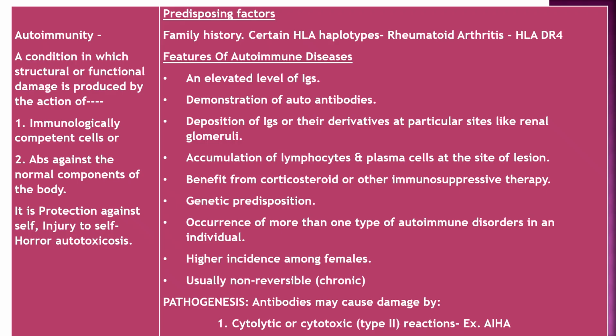Features of autoimmune diseases: elevated immunoglobulins, demonstration of autoantibodies, deposition of immunoglobulins or their derivatives at particular sites like renal glomeruli, accumulation of lymphocytes and plasma cells at the site of lesion, benefit from corticosteroid or other immunosuppressive therapy, genetic predisposition, occurrence of more than one type of autoimmune disorder in an individual, higher incidence among females, usually non-reversible, that is chronic.